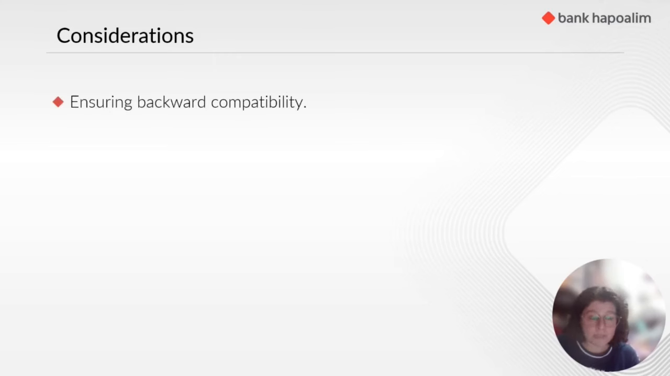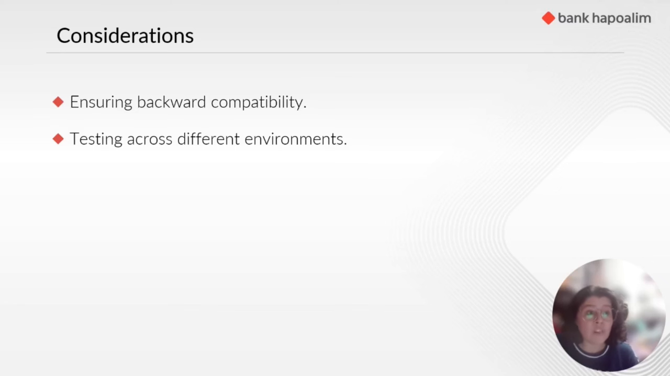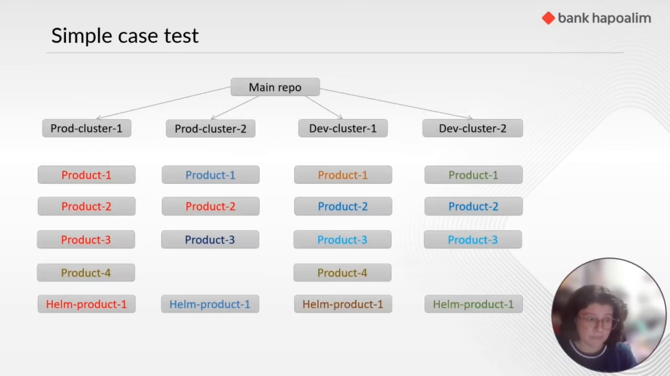Ensuring backward compatibility. We need to make sure our product works in all versions we need, no matter how old or new. Testing across different environments. We should also test that our product works correctly in all relevant environments.